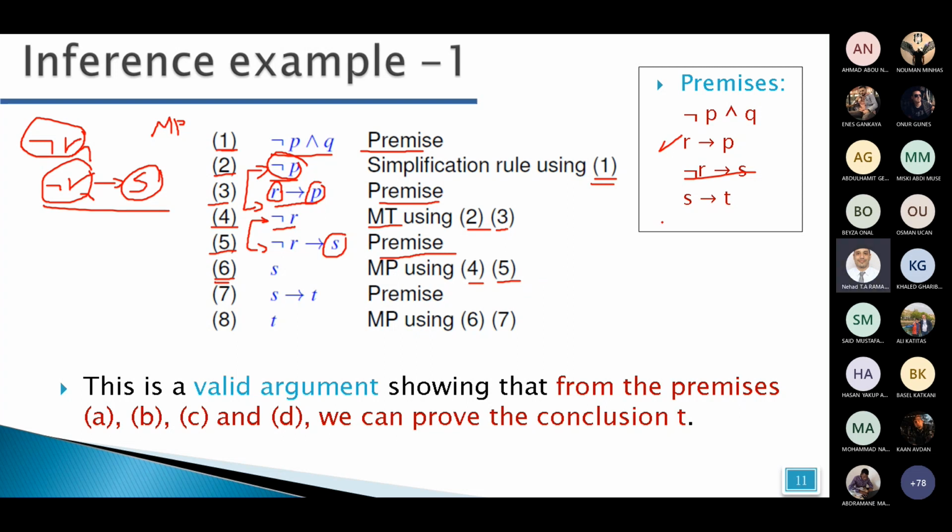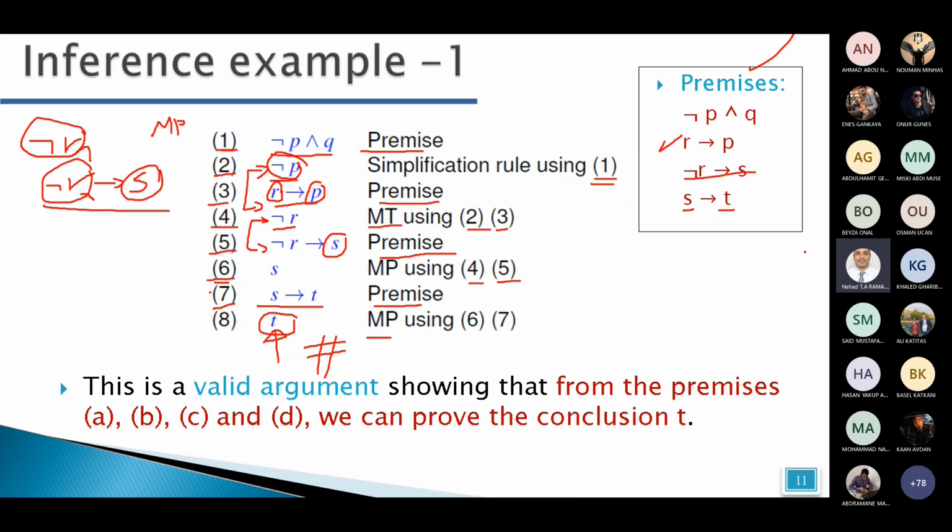Now, we have premises that S implies T. So, statement 7, it's a premise given to you that S implies T. Okay. S and S implies T. Of course, using MP rule on statement 6 and 7, we can get T. And that's the proof. We get T, which is the conclusion, using these premises.